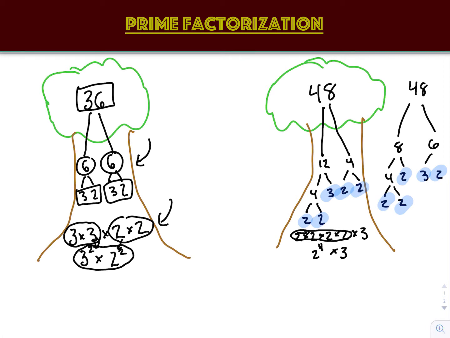Now remember, 2 to the 4th is different than saying 2 times 4. 2 times 2 here is 4, times another 2 is 8, times another 2 is 16. So 2 to the 4th is actually 16. And when we do 16 times 3, it equals 48. So there is our prime factorization for 48.